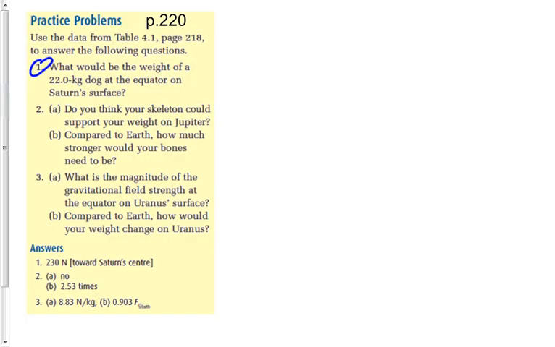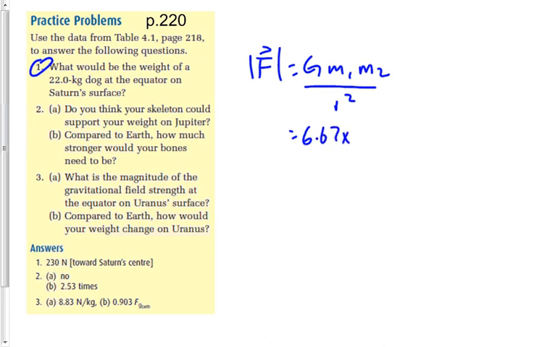Well, we can say F is equal to GM1M2 over R squared. 6.67 times 10 to the minus 11. And Javi, I think, in the last question suggested that I use the field equation first. Okay, that's fine. Try that again. I'm going the opposite way this time and trying the force equation first. Mass 1 would be the 22-kilogram dog. Mass 2 would be the mass of Saturn. What is the mass of Saturn? You guys had that from the table.